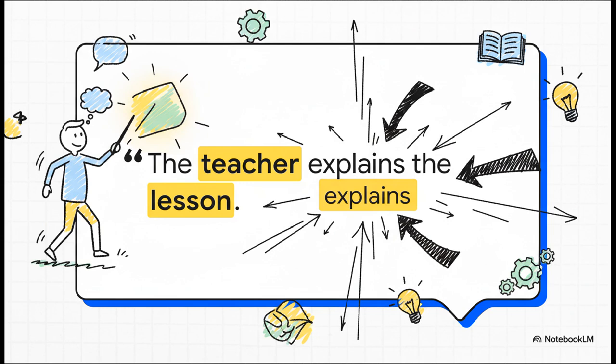So let's look at our sentence again. The teacher explains the lesson. Ask yourself, who's doing the explaining? The teacher, right? The subject, the teacher, is actively doing the verb explains. There's no confusion, no guesswork. It's just clean, efficient communication.